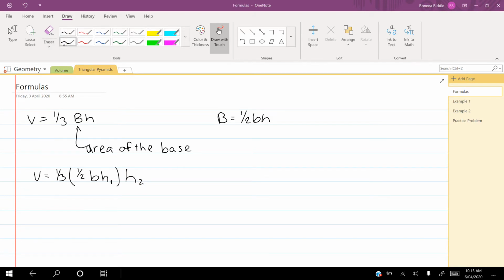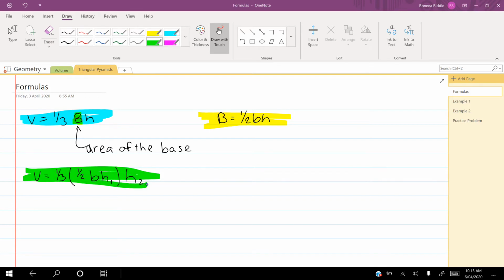So either way, we can use a two-step problem where we solve this equation and then plug it in for B and solve this one, or we can just go ahead and do this one. Both work perfectly fine, and we're going to try them both out.